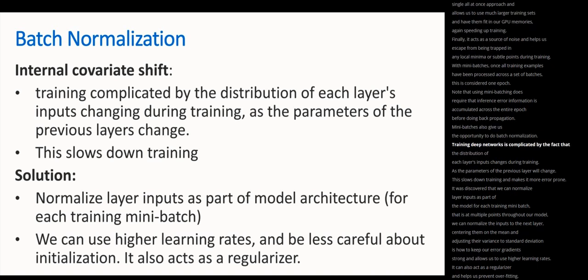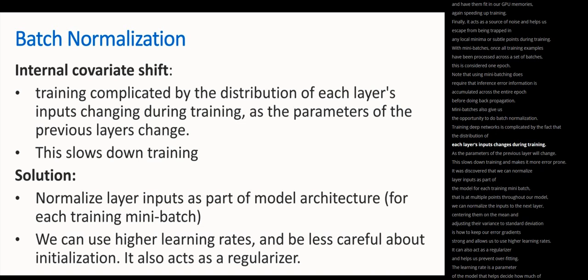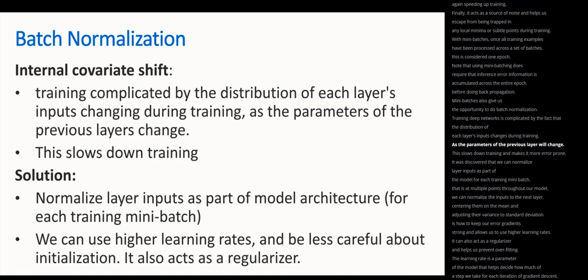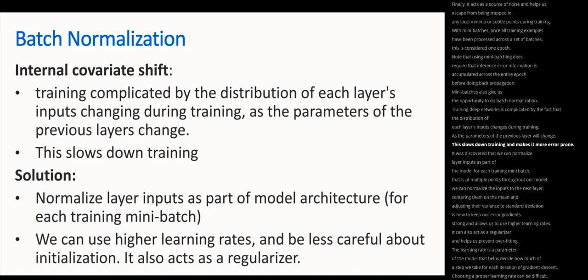Training deep networks is complicated by the fact that the distribution of each layer's inputs changes during training, as the parameters of the previous layer will change. This slows down training and makes it more error-prone.